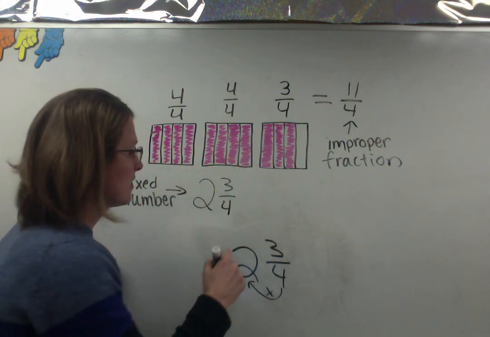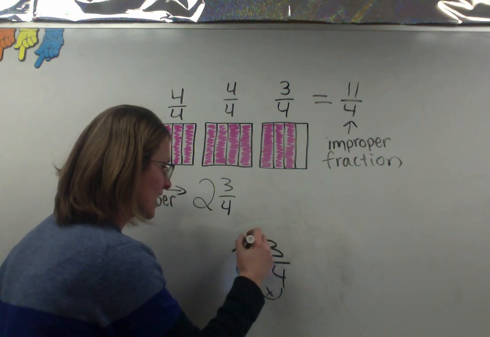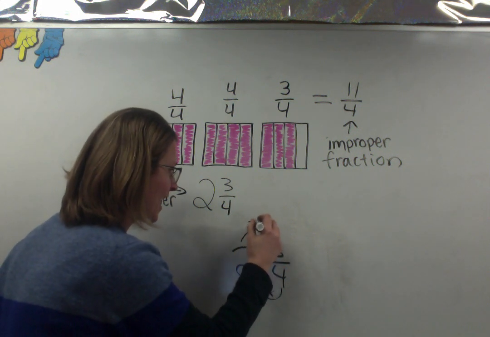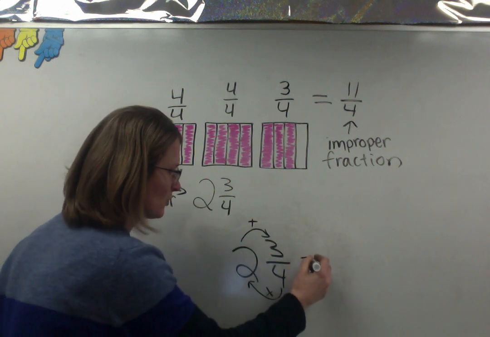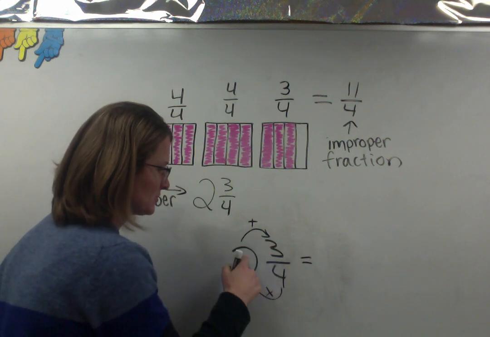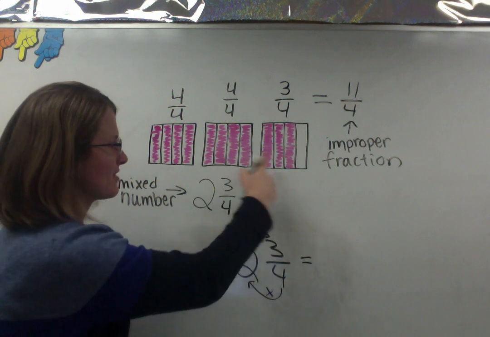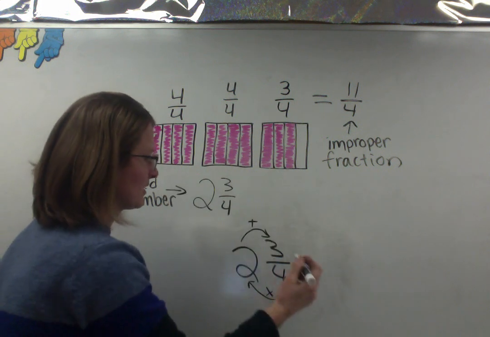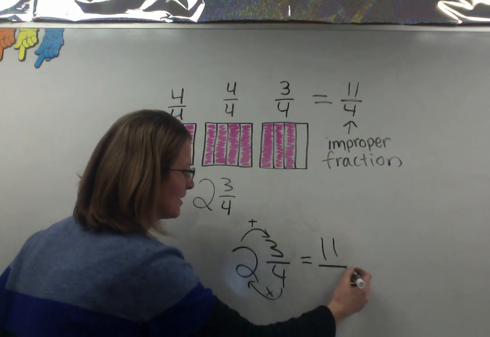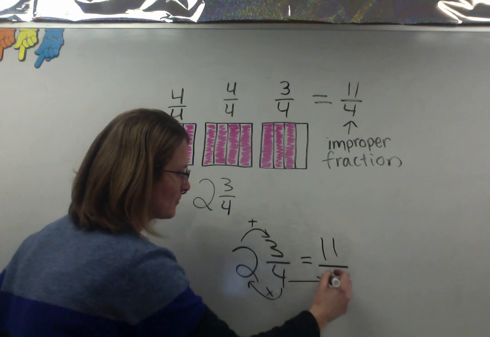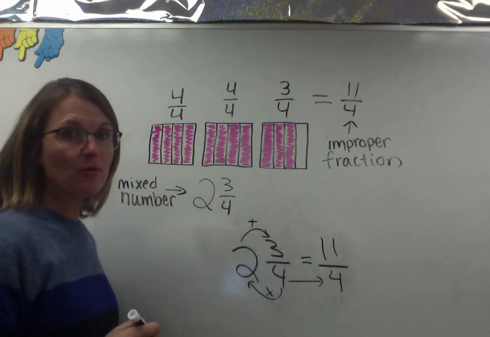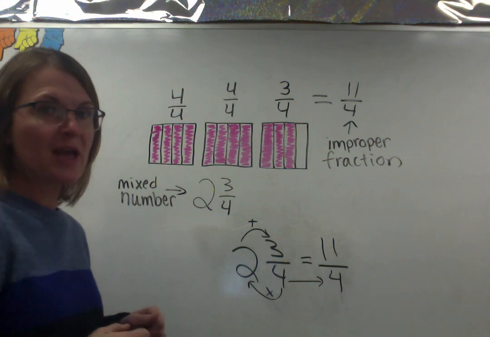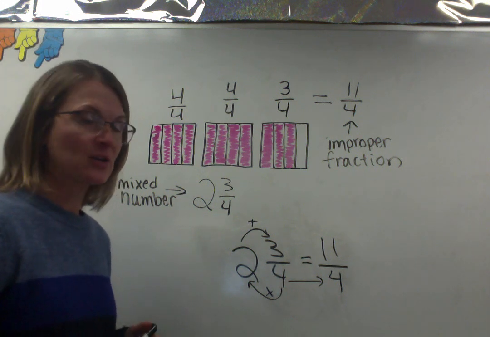See how that works? And then I have 3 extra. So then I'm going to add those 3 extra fourths. So 4 times 2 is 8 plus 3 is 11. And you can see that up here. If you count them all up, you get 11. So you have 11. And 11 what? The denominator stays the same because you have 11 fourths. So that's how you would change a mixed number into an improper fraction.